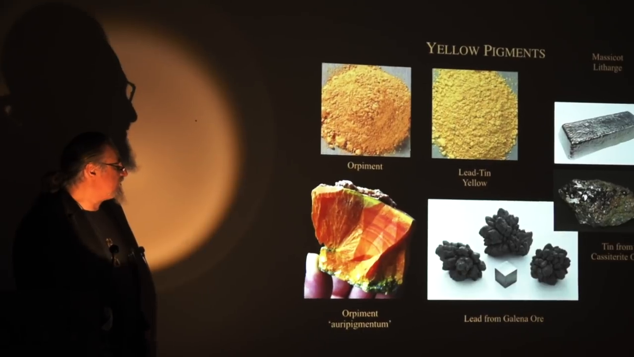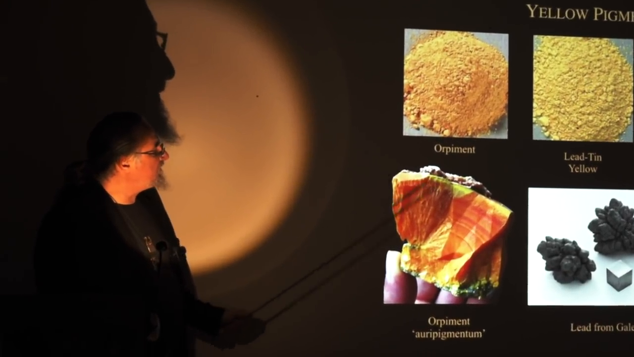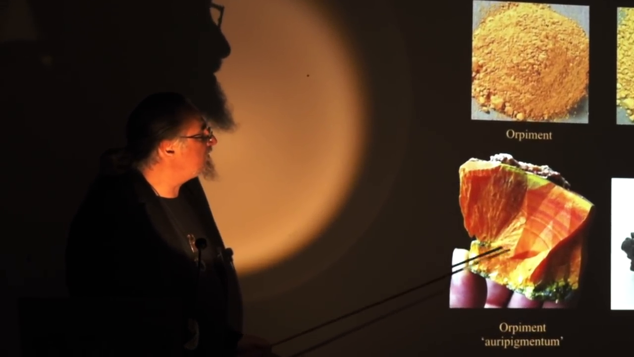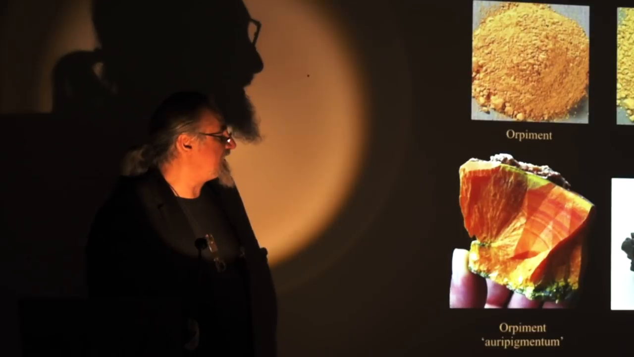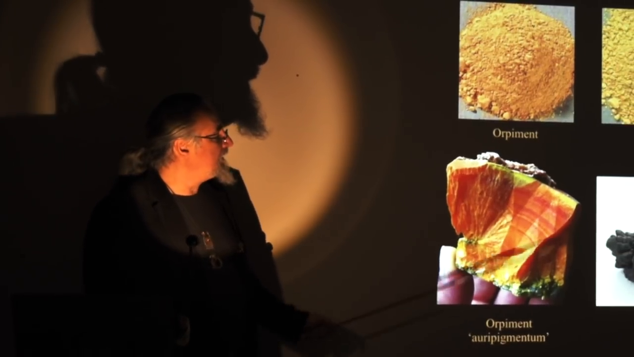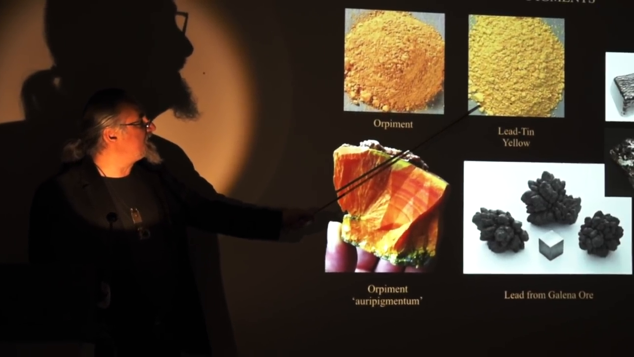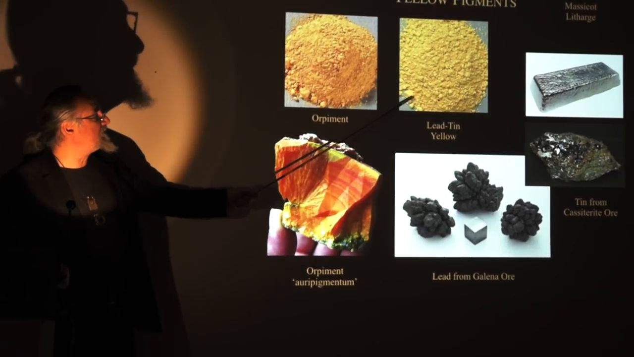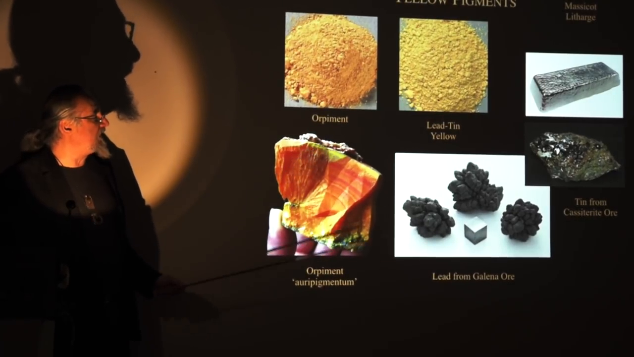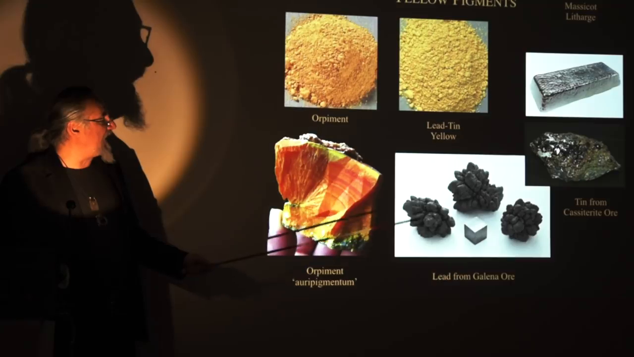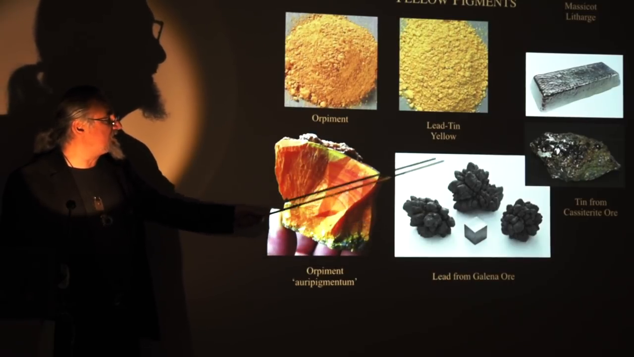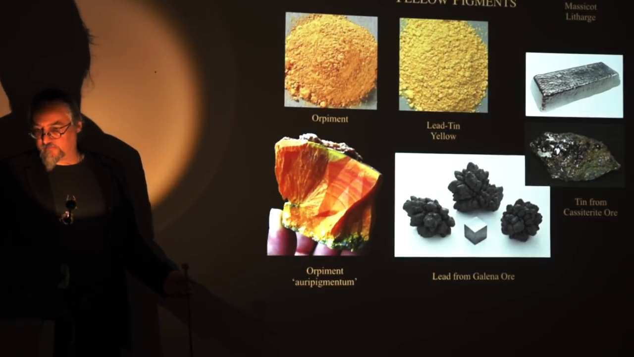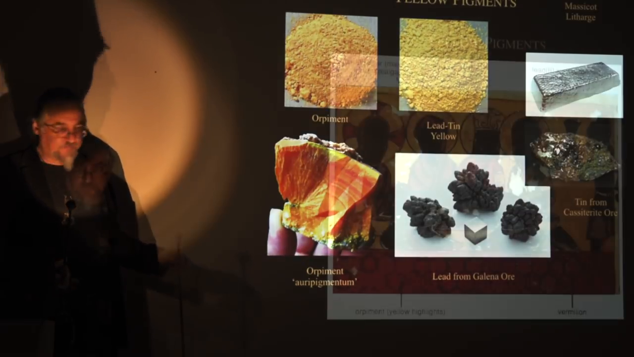Orpiment then, which comes in this form and then is ground into a powder, was known as the golden pigment, the auripigmentum in Latin. Here you have lead tin yellow, and lead tin yellow coming from an amalgam of lead and tin. Our lead arising from galena ore and tin arising from cassiterite.